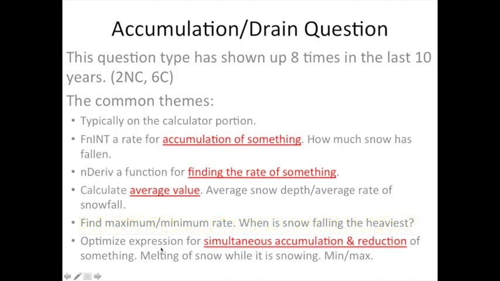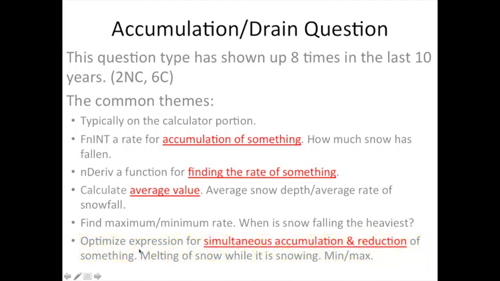And then sometimes they'll have you optimize an expression. So they'll have a condition where they have, for instance, snow falling and it's melting. Or I think we had an example in the review where we had people entering the store and people leaving the store. And so when did we have the most people in the store? So this one would be like, we have snow falling, we have snow melting. When is there the most snow on the ground, or something like that? So an optimization question.